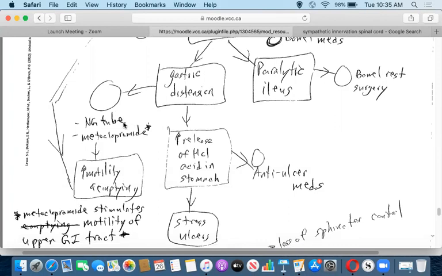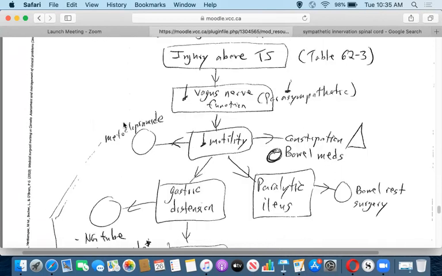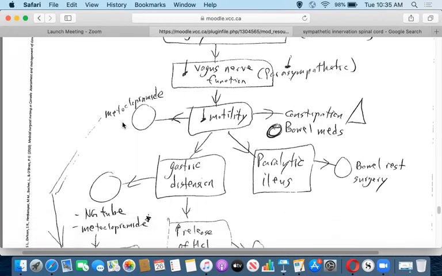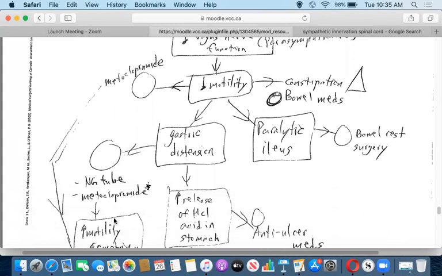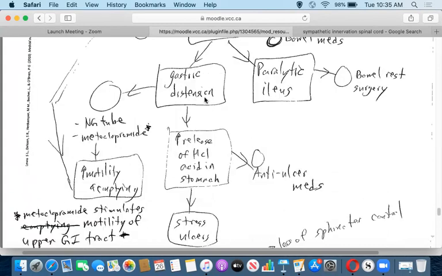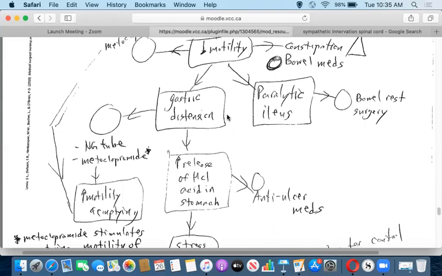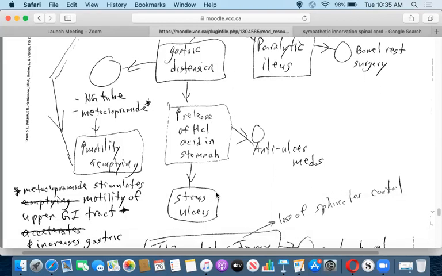These are all possibilities. There's no set answer. It depends on the nature of the injury. It depends on how the patient presents. Of course, when you have a loss of motility, you might have a buildup of hydrochloric acid in the stomach, and you're at risk for stress ulcers. So in that case, you'd want to get anti-ulcer medications. These are all possibilities. Finally, question number 23 on temperature regulation.